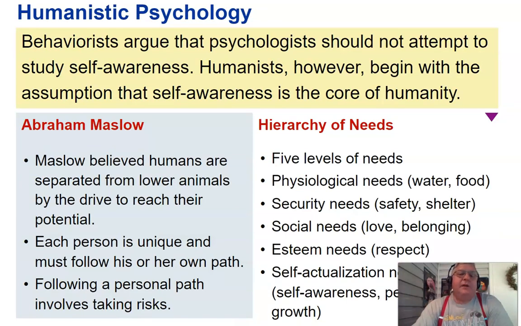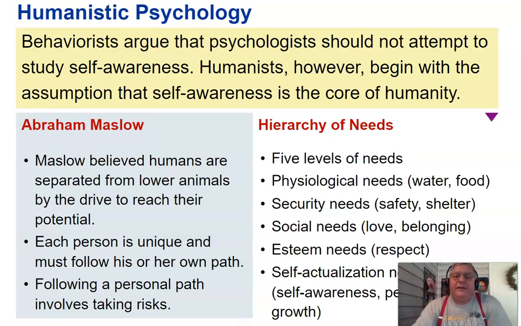Humanistic psychology. Behaviorists argue that psychologists should not attempt to study self-awareness. Humanists, however, begin with the assumption that self-awareness is the core of humanity. Abraham Maslow believed that humans are separated from lower animals by the drive to reach their potential. Remember, he's the guy with the hierarchy of needs. Each person is unique and must follow his or her own path. Following a personal path involves taking risks.